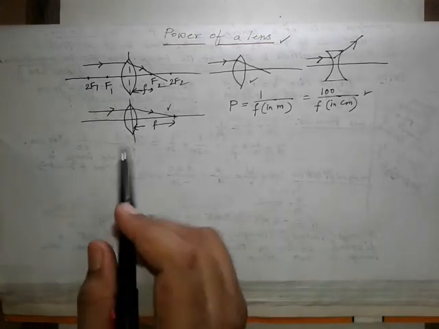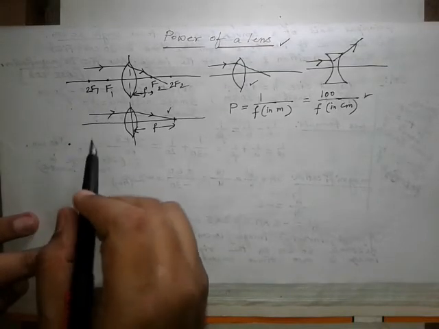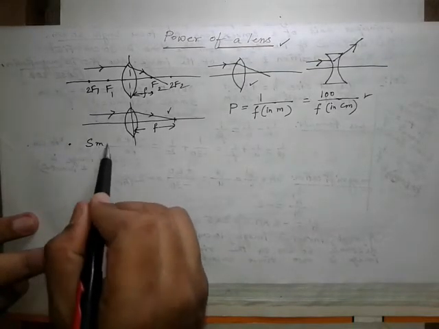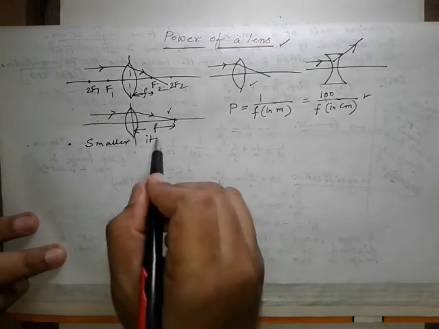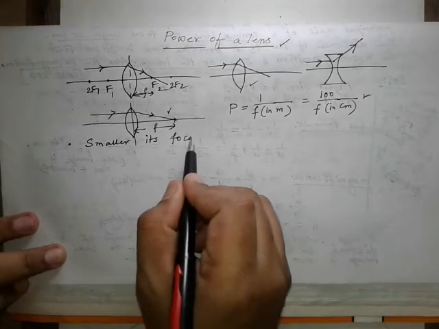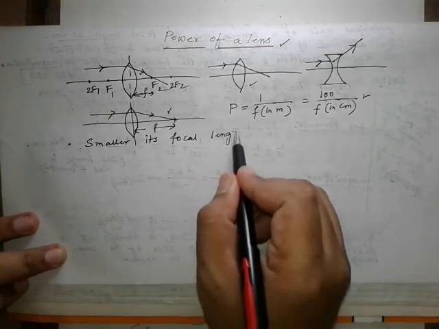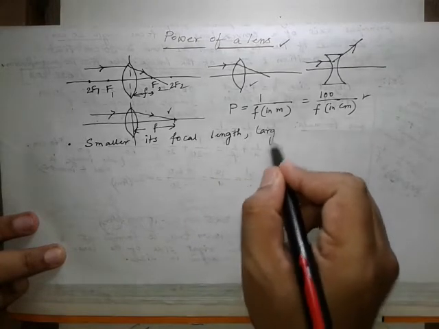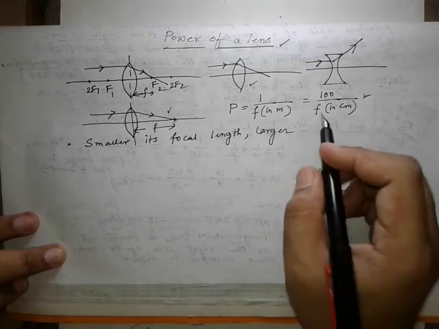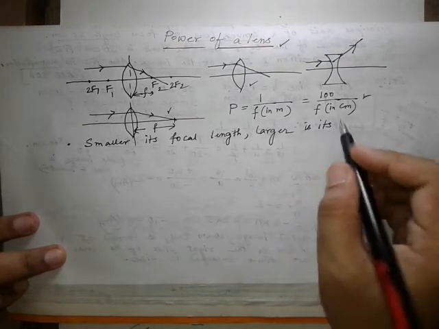Smaller its focal length, write it, just a point, note it down: smaller its focal length, larger is its bending power.